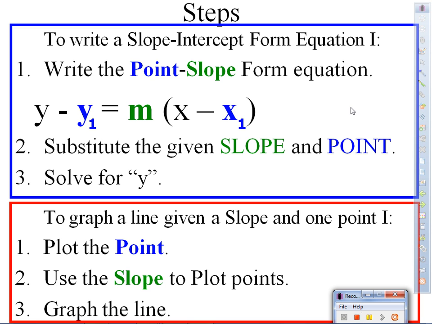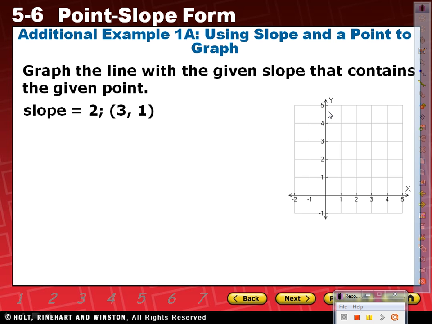Copy this down. Example 1A. We're going to start with graphing. Example 1A says, graph the line with the given slope that contains the given point. Slope equals 2 and the point 3, 1. Copy that, please. In the top left of your graph paper, we're using the side that has the 4 small graph coordinate planes, right? Only copy the black text. Example 1A, and copy the black text, please. Go.